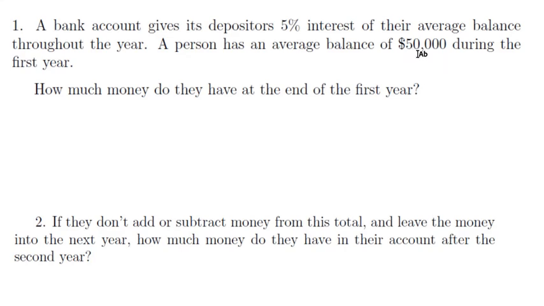Okay, you got $50,000 in a bank account, and they're giving you 5% interest per year. So how much money do they have at the end of the year? And you might be thinking, well, can't I just keep $0 in my account and then put as much money as I can the last day of the year, and then I get my 5%?